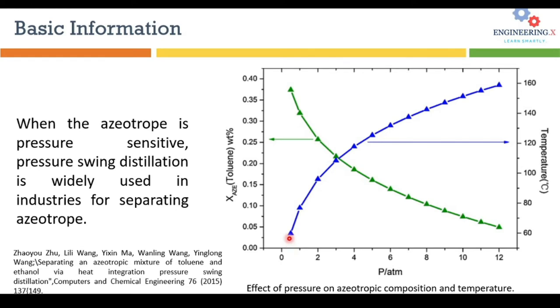On the other hand, the vapor liquid equilibrium temperature is increasing. But when the azeotrope is pressure sensitive, like in this case toluene and ethanol, then pressure swing distillation is used, particularly in many industries, to obtain pure ethanol and pure toluene.